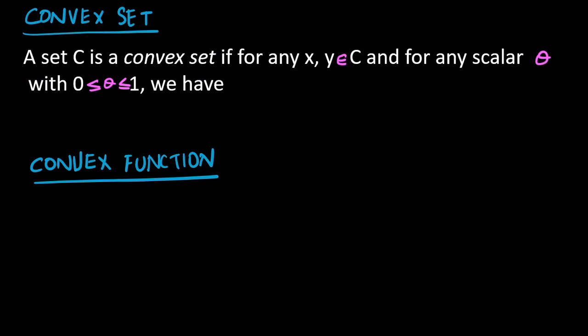Then convex set and convex function, this is the formal definition. A set C is a convex set if for any x, y belonging to C and for any scalar theta with the value between 0 and 1, we have the relation theta x plus 1 minus theta y belongs to C. So take any 2 points x and y, and the line connecting them will be inside the set.